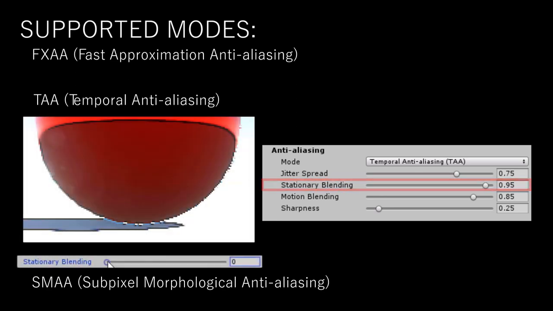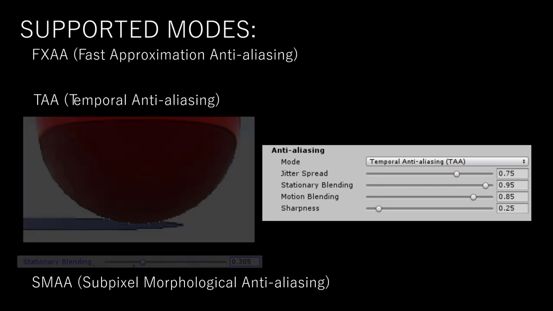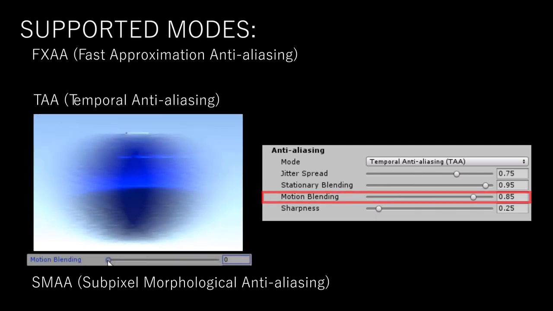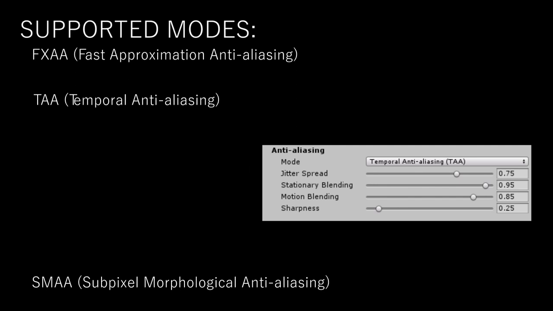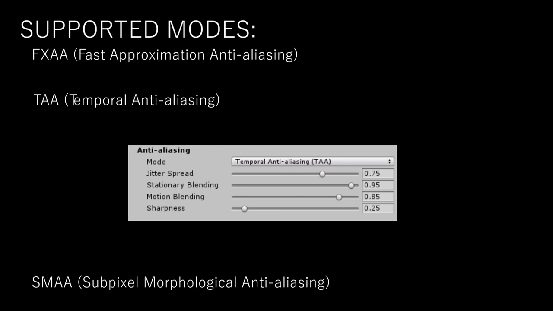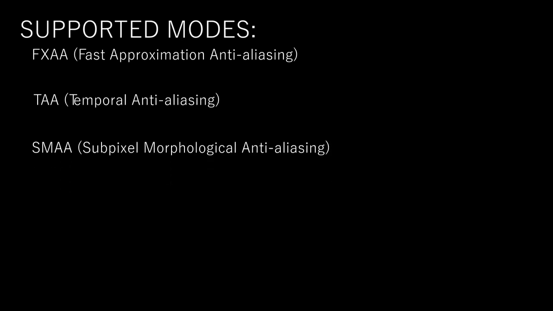Blending stationary controls the percentage of history samples for objects with minimal movement. Larger values result in smoother output. Blending motion controls the percentage of history samples for active motion. Larger values will result in smoother output. Sharpen: in high frequency regions, TAA may induce a loss in detail. Sharpening alleviates such issues.